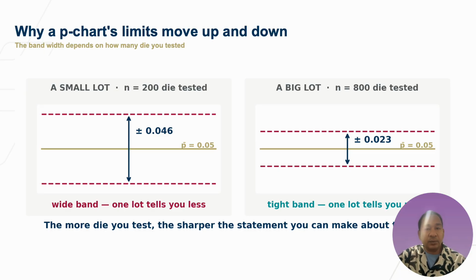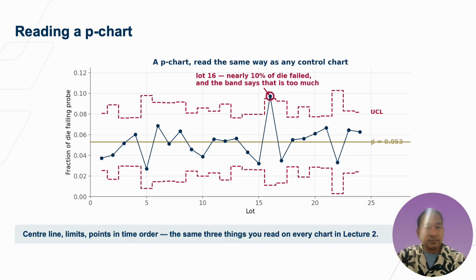Think about flipping a coin. 10 flips can easily give you 7 heads. 1,000 flips landing on 700 heads would be extraordinary. More trials mean the observed fraction sits closer to the true one. Same thing here. A big lot gives you a sharper statement about that lot, so it earns a tighter test. The staircase is the chart being honest about how much each lot actually tells you.